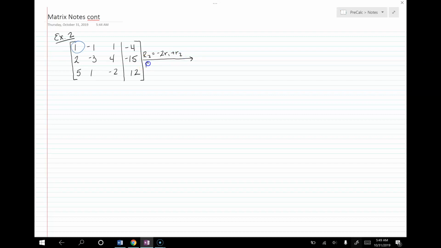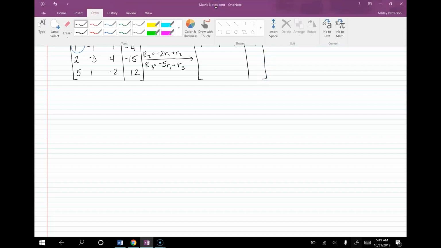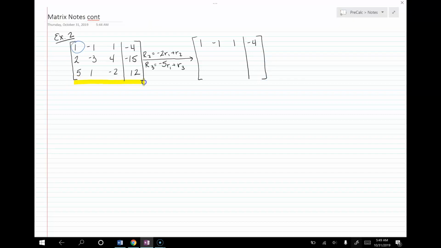And I'm going to do the similar thing to row 3. So I'm going to create a brand new row 3 by taking a -5 times row 1 and adding it to row 3. Okay, now I'm going to do this twice, but both times I'm going to refer back to the original matrix. So 1, -1, 1, -4 is the first row. We're always going back to this guy right here.